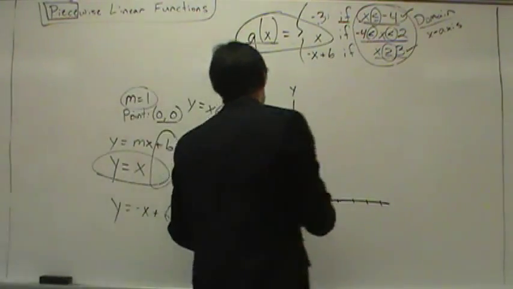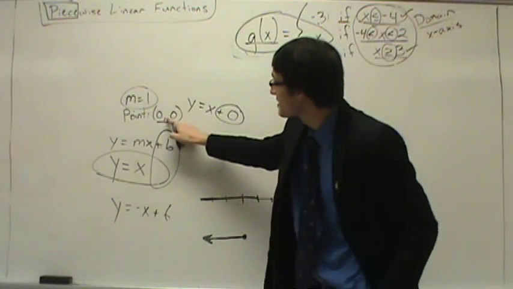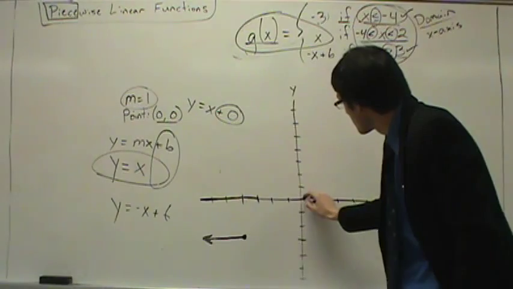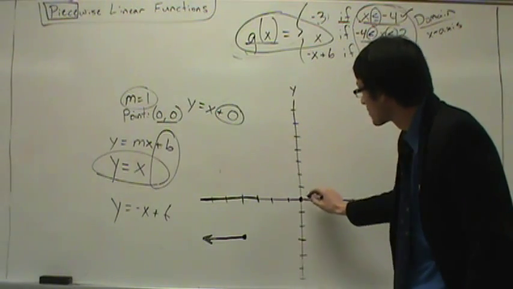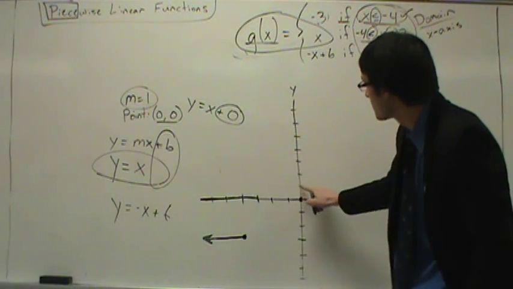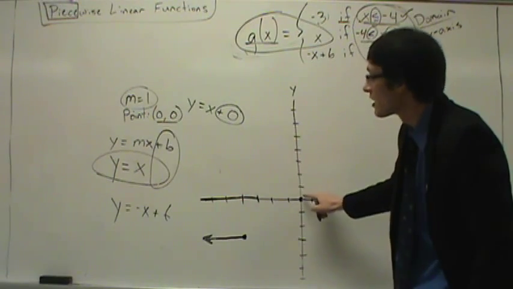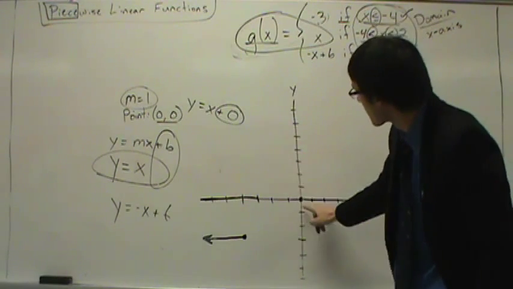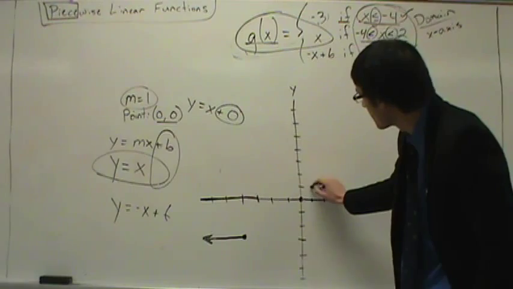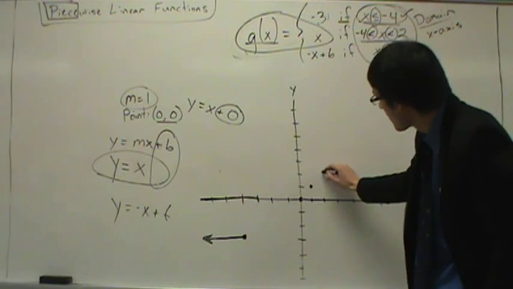We're going to graph this line. Point is (0, 0), slope is 1. Okay, our point is (0, 0), which is the origin. Slope is 1 means rise 1, go up 1, go right 1. Our rise is 1, our run is 1. So up 1, right 1.